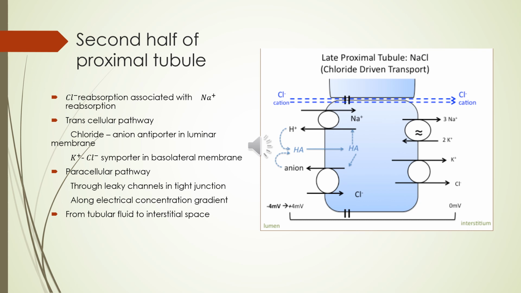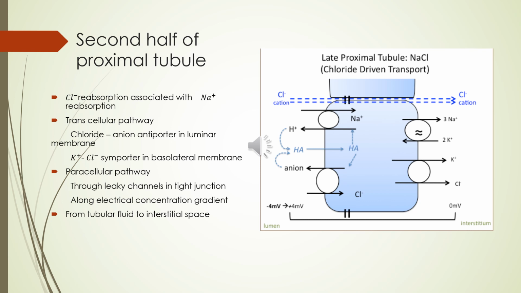One is the concentration of chloride ion in the second half of proximal tubule is higher. Almost all other solutes are reabsorbed in the first half of the proximal tubule itself. And so since the concentration of chloride ion is more, the movement of sodium ion is coupled with chloride ion. And the second reason is the presence of chloride anion antiporter in the luminal membrane. So this chloride anion antiporter helps in the reabsorption of chloride ion from the tubular fluid into the cell.